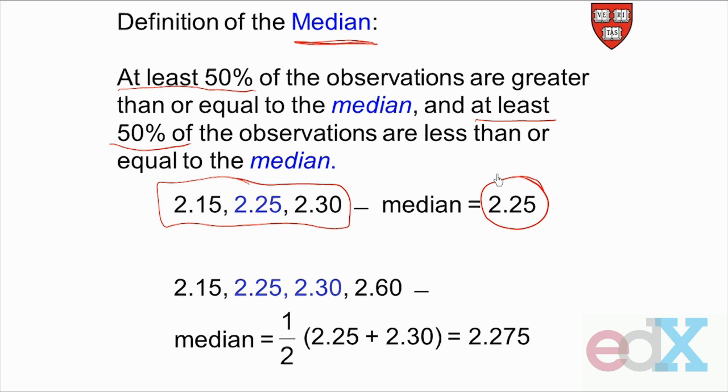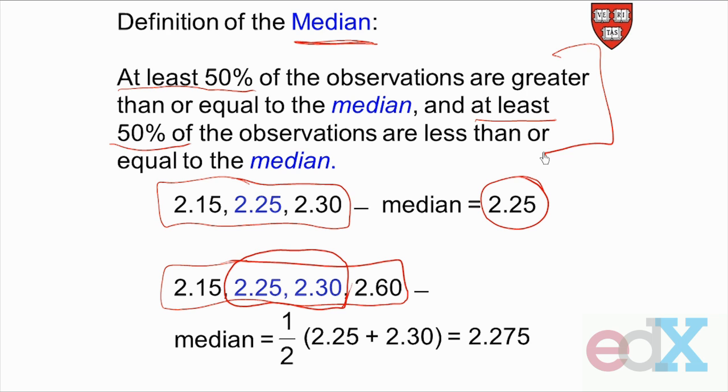On the other hand, if we have an even number of numbers, like, for example, 4 numbers, then if we choose the middle 2, any number between the middle 2, so any number here between 2.25 and 2.30, would satisfy this definition of the median. By convention, we arbitrarily choose the mean of the middle 2 numbers. And so in this case, the median would be 2.275.